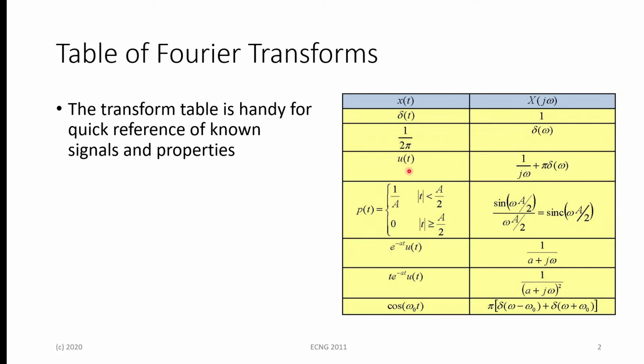You'll also be given quick references to your unit step being u of t, your p of t signal being your rectangular pulse, and then you'll have standard signals like e to the minus at u of t, and then t e to the minus at u of t as such, and then your cosine signals and your sine signals and other stuff as well. But basically you're going to see that the table is very similar to the Laplace transform table.